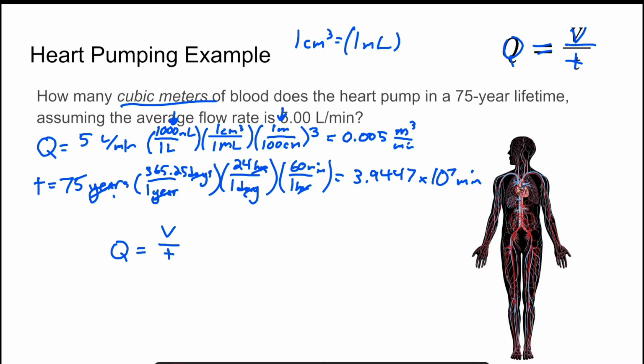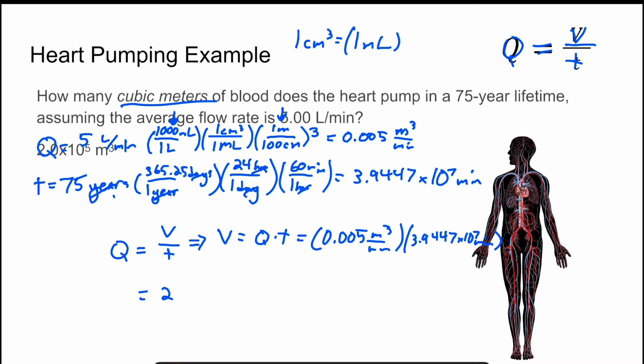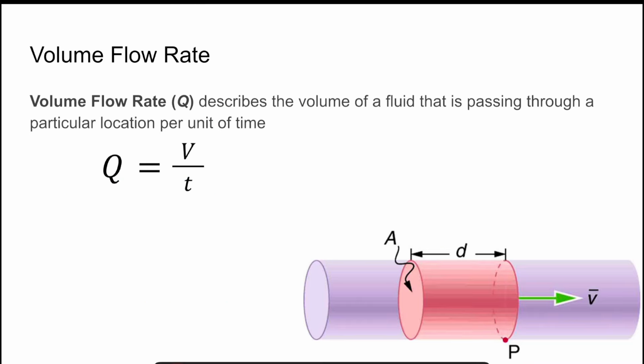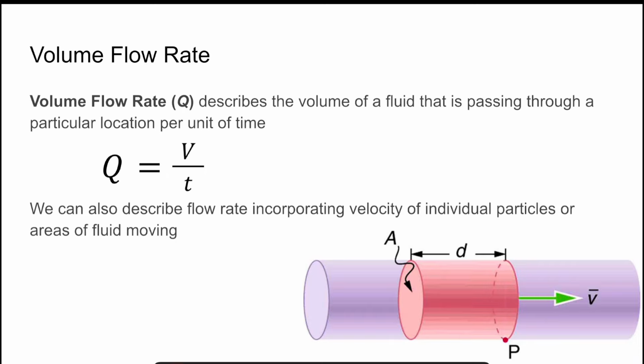And finally, let's combine those variables we have. We know that our flow rate is going to equal our volume over time. But if we want to solve for volume, that's our flow rate times time. In this case, we've got 0.005 cubic meters per minute times 75 years in minutes, which is 3.9447 times 10 to the 7th minutes. And that ends up being 2 times 10 to the 5th cubic meters. All right, so we've got our volume flow rate. Again, we described that with Q equals V over T.